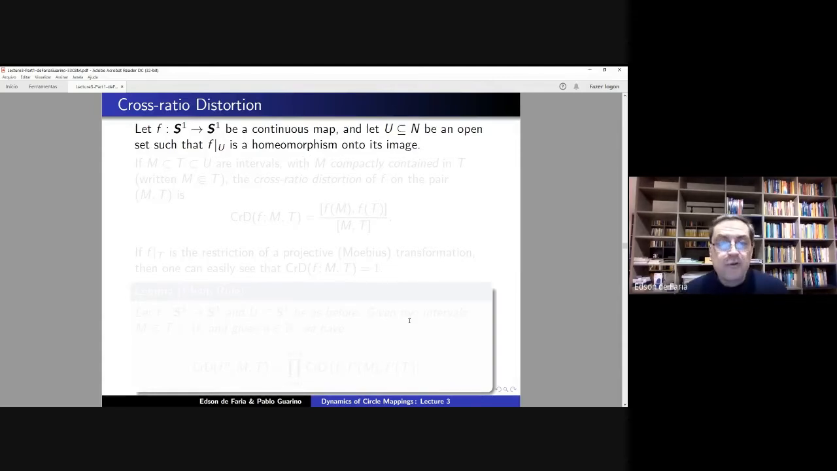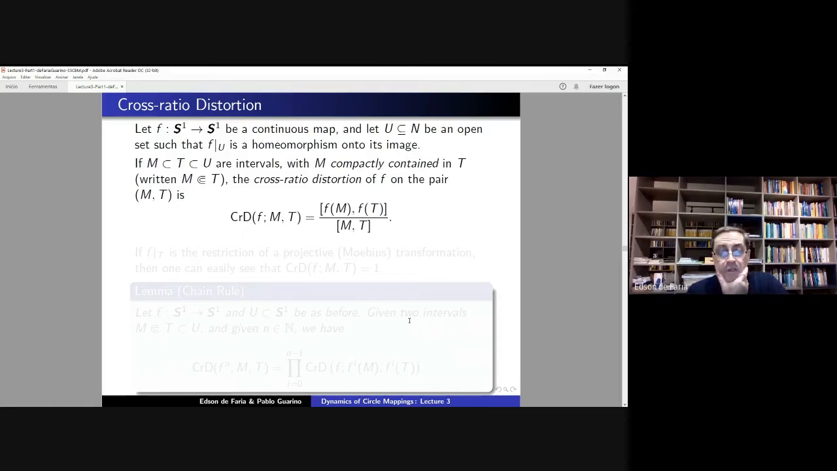So what is cross ratio distortion? Suppose you have a continuous map. It could be any continuous map, but suppose you have some open interval, or an open set, in fact, where f is a homeomorphism. So f restricted to this open set is a homeomorphism onto its image. And you consider a situation where you have two intervals, one inside the other, and both inside this open interval. We always consider M compactly contained in T.